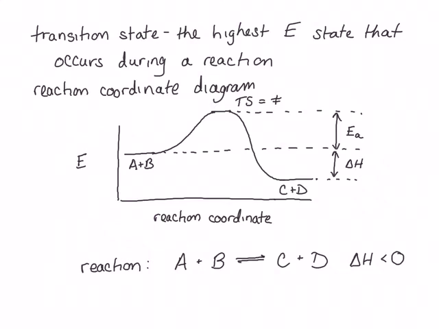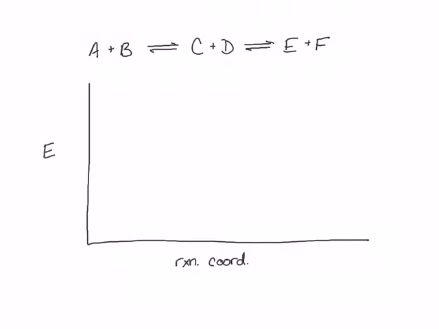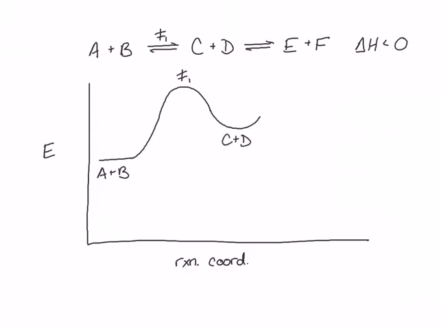What about a reaction with more than one step? This reaction coordinate diagram will be more complicated and will contain intermediates C and D. We will again assume that this reaction is exothermic. We will start with reactants A and B. Reactants A and B will react and produce a transition state. We'll call this transition state 1. And then we'll form intermediates C and D, which will be lower in energy than the transition state but higher in energy than the reactants.